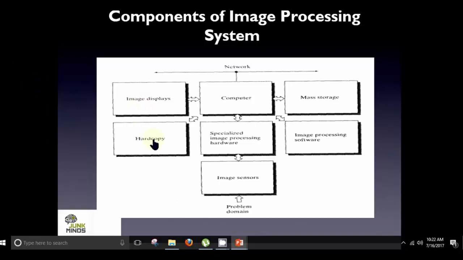The hard copy devices are used for recording images using different kinds of devices like laser printers, film cameras, heat sensitive devices, etc. Film provides the highest possible resolution, but paper is the obvious medium of choice for written material. On the top of the block diagram, as you can see, we have a network. Networking is almost a default function in any computer system in use today. So it is used for the efficient working of the entire system. So that's all about the different components involved in an image processing system.